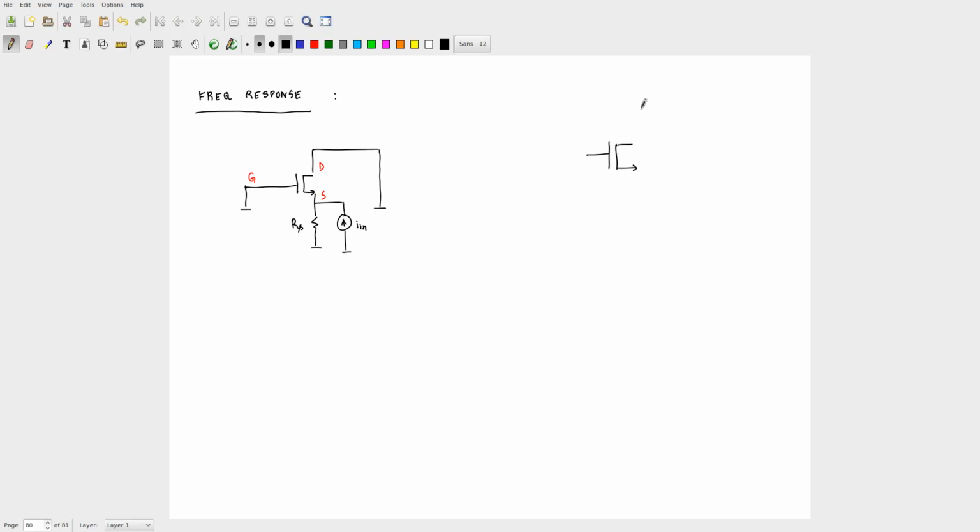I have my gate, I have the drain, I have the source. Tell me the capacitances again, Prakhar. What is this capacitance? CGD. This capacitance? CGS. Then anything else? I have my bulk terminal, and this is CDB, and this is CSB. Okay. Now in this particular circuit, where will bulk be connected?